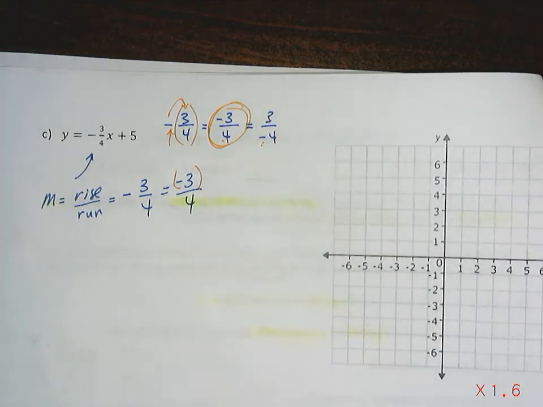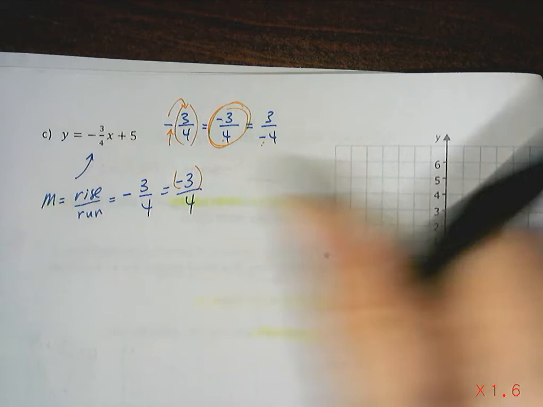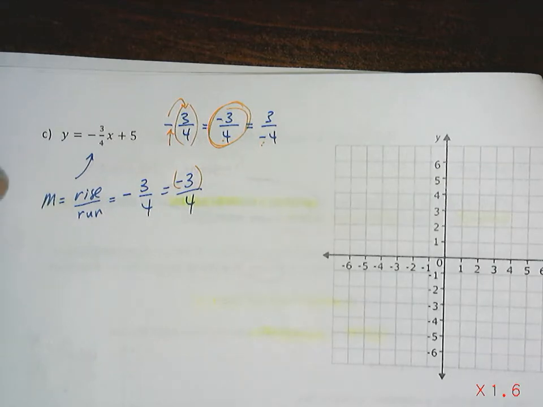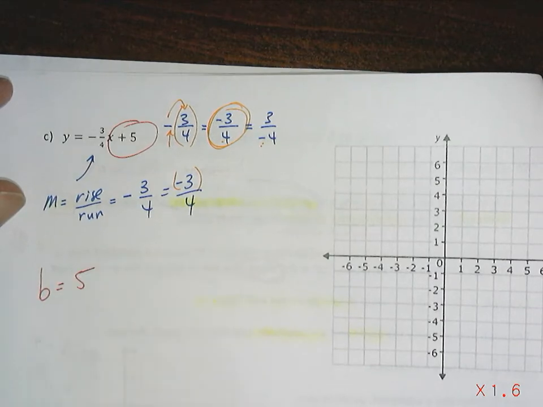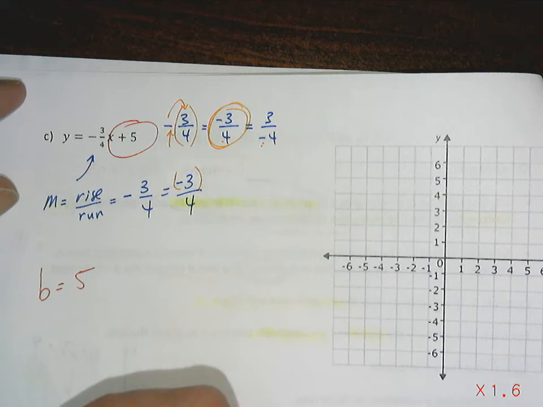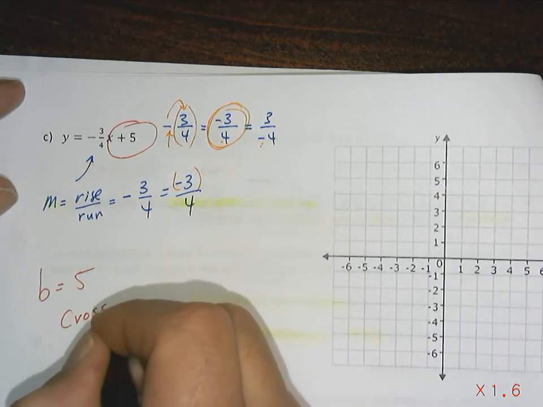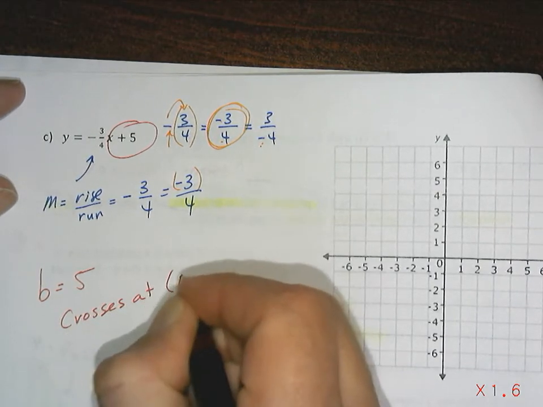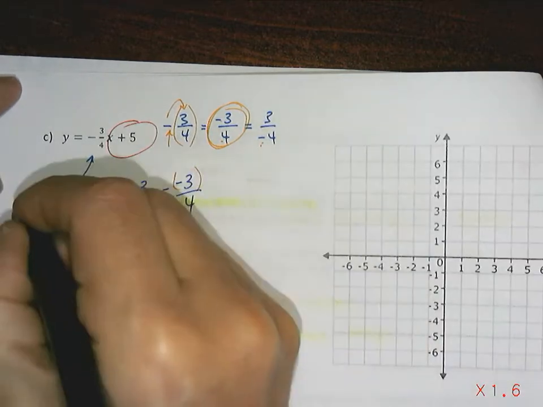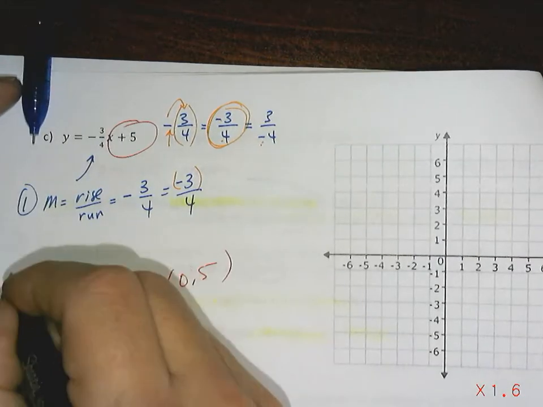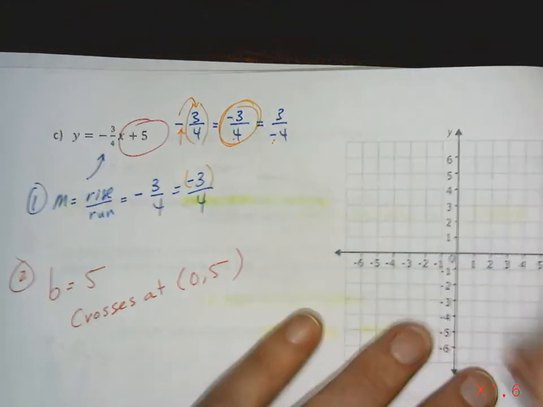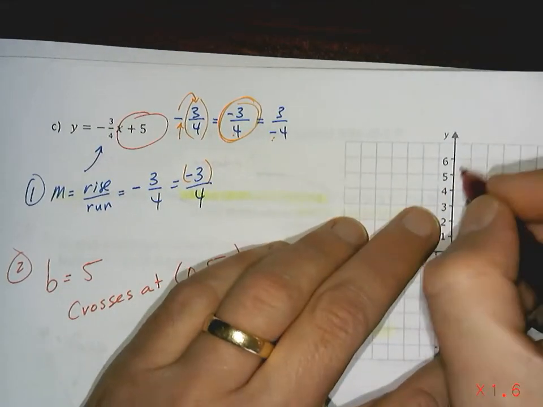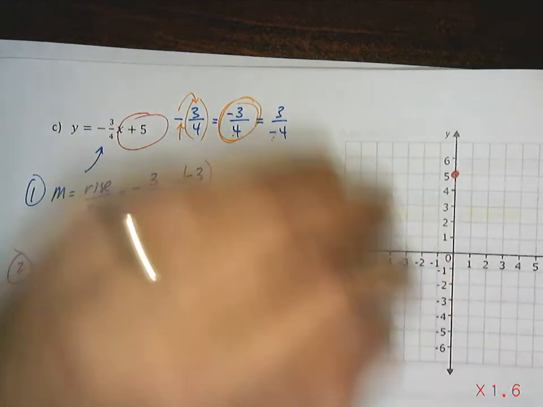Okay, so I know my slope. The next thing I really want to know is my b value. Well, my b value is plus 5 here. So that means it's going to cross at 0, 5, just like the last one. So if I know this, and if I know this, I can graph this so easily. I'm going to come over here to 0, 5. There's the point 0, 5.